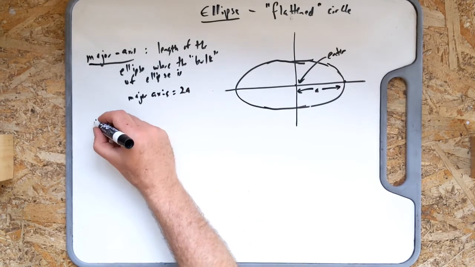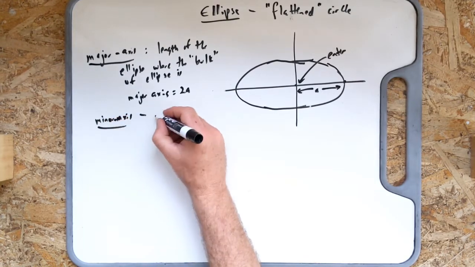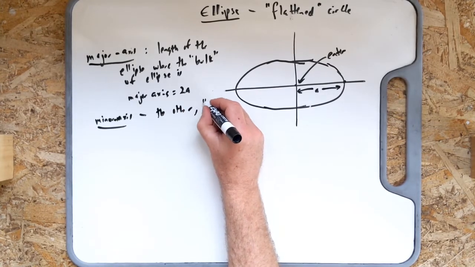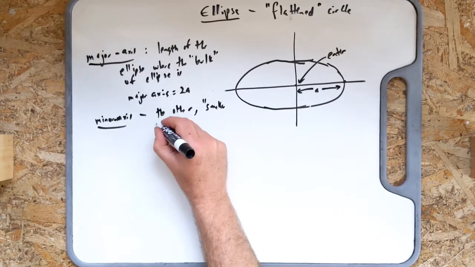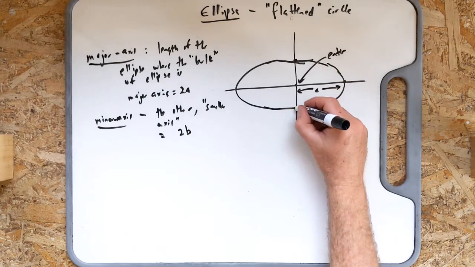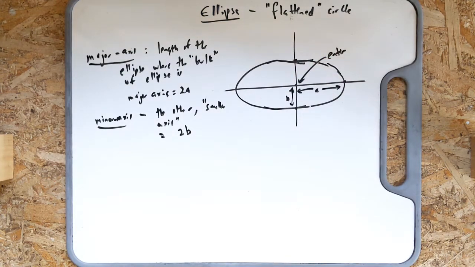Okay, the minor axis is the other axis, the smaller one, and that's equal to 2b. So that's the distance from here to here. This is b, and this is 2b. That's the major and minor axis.